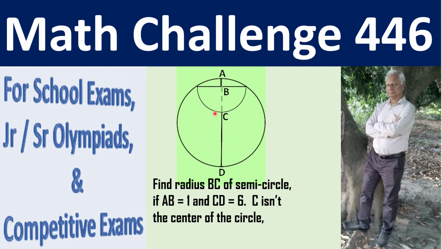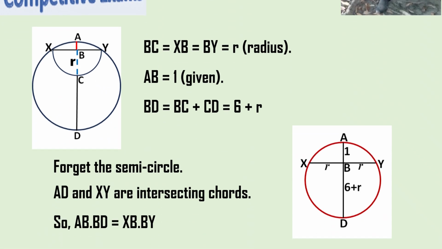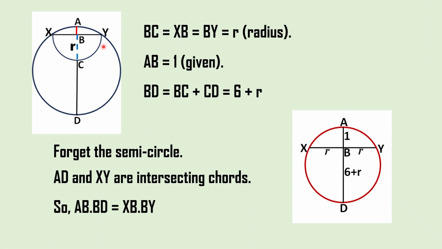So let us find the radius BC of the semicircle. Look at the figure on the top left. BC is the radius, and BX and BY are also radius. So each of them will be R. The value of R we have to find out.